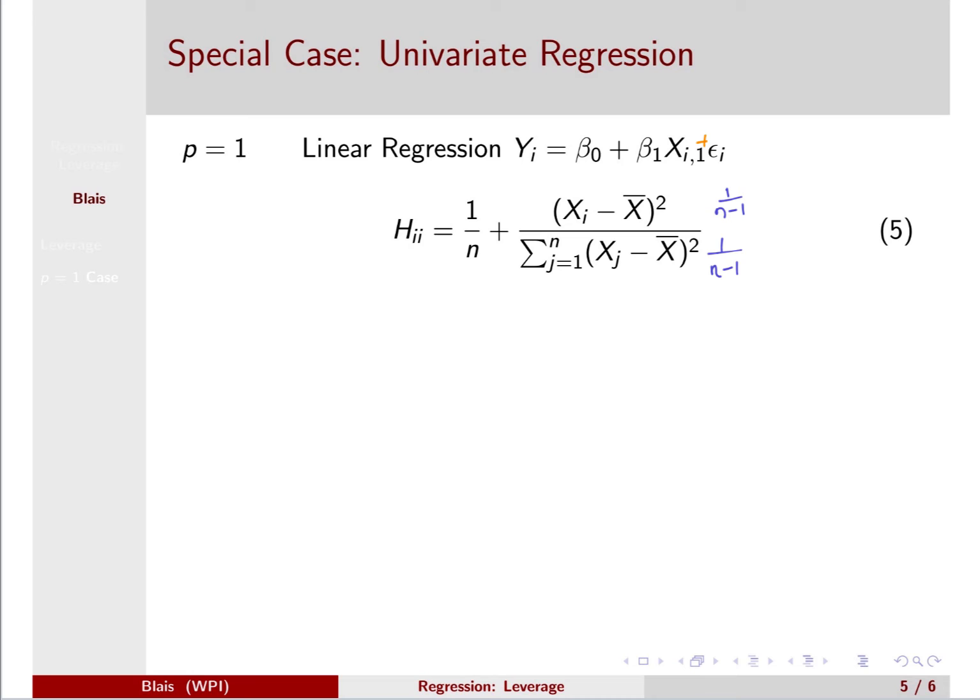So you can see in this univariate case how this x_i being atypical gives you a bigger term here than its typical counterparts.